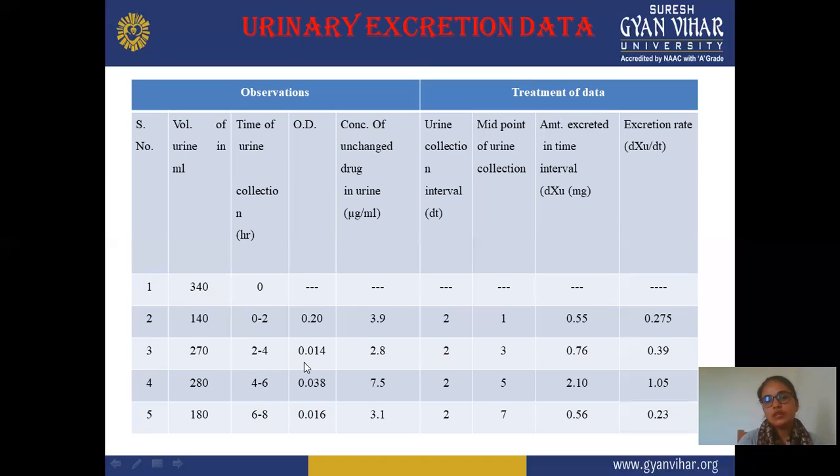And this is the OD value, and this is the concentration of unchanged drug in urine in microgram per ml. This is the urine collection interval dt, and the mid-time of urine collection is this. This is the amount excreted in the time interval, and the excretion rate is here as dxu divided by dt. So this is the excretion data table, one example of this data.